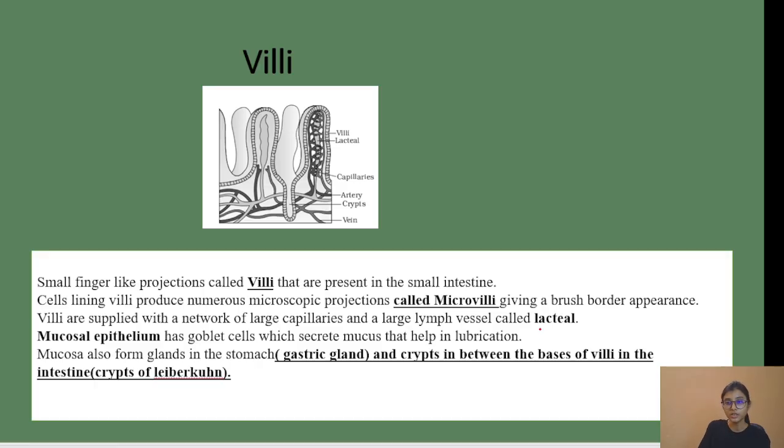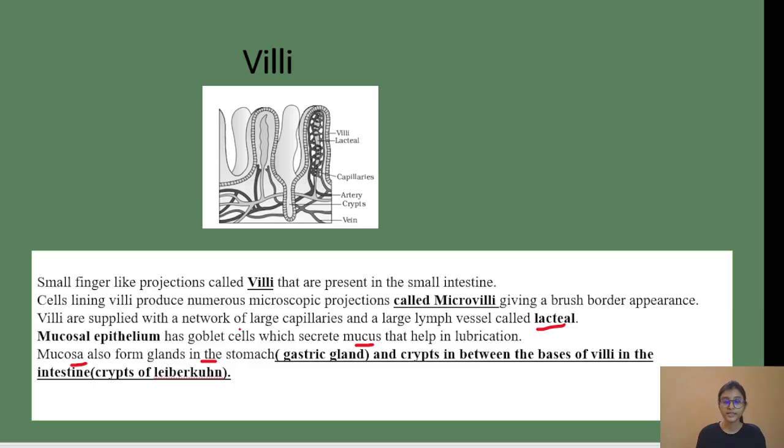What is lacteal? This is the large network of capillaries and large lymph vessels in the villi. Then the mucosal epithelium has goblet cells that secrete mucus, which helps in lubrication, because lubrication is also important in the different layers. Then the mucosa also forms the glands in the stomach. Basically, the gastric glands are there, and the crypts between the bases of villi in the intestine are called what? Crypts of Lieberkühn.